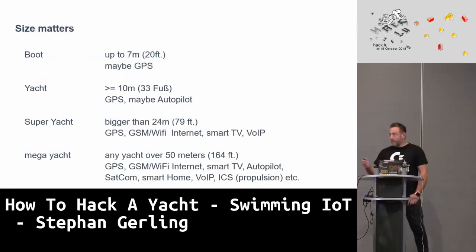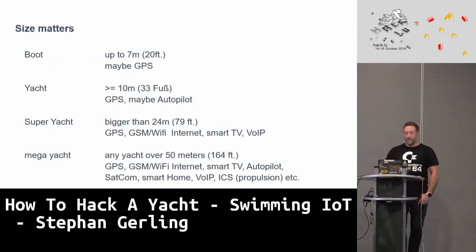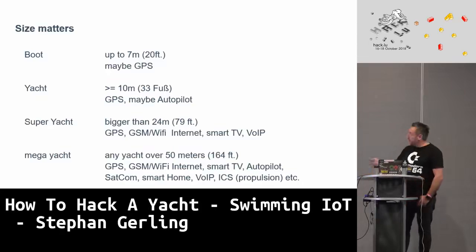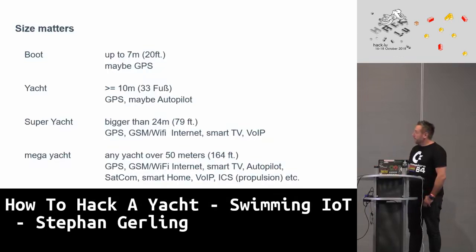Because they were small, now we have other definitions where the size matters. So we have boats, yachts, super yachts, and mega yachts. And I put a little bit of things on it that you can already see. Sometimes on a boat we have GPS, maybe not. Mostly you can drive by vision. The bigger the ships become, the more stuff is on board.